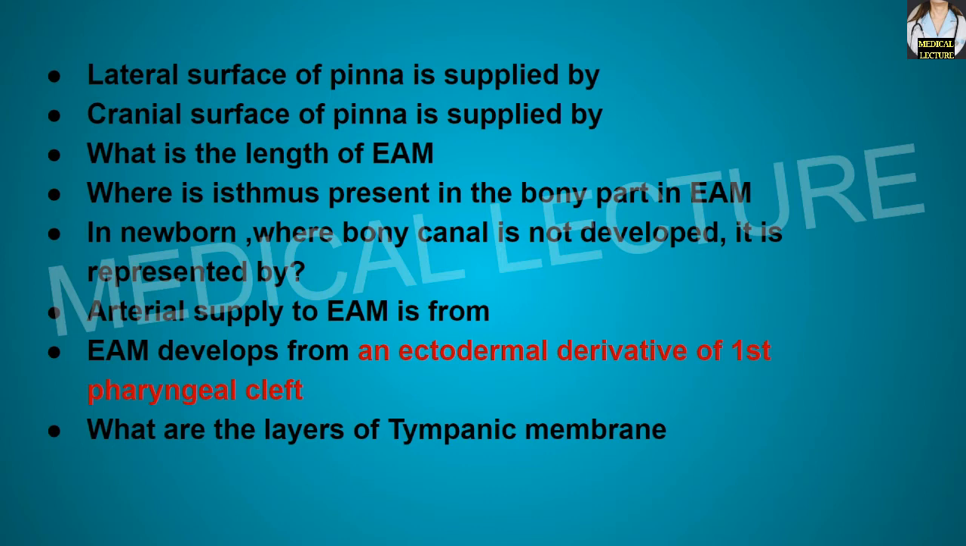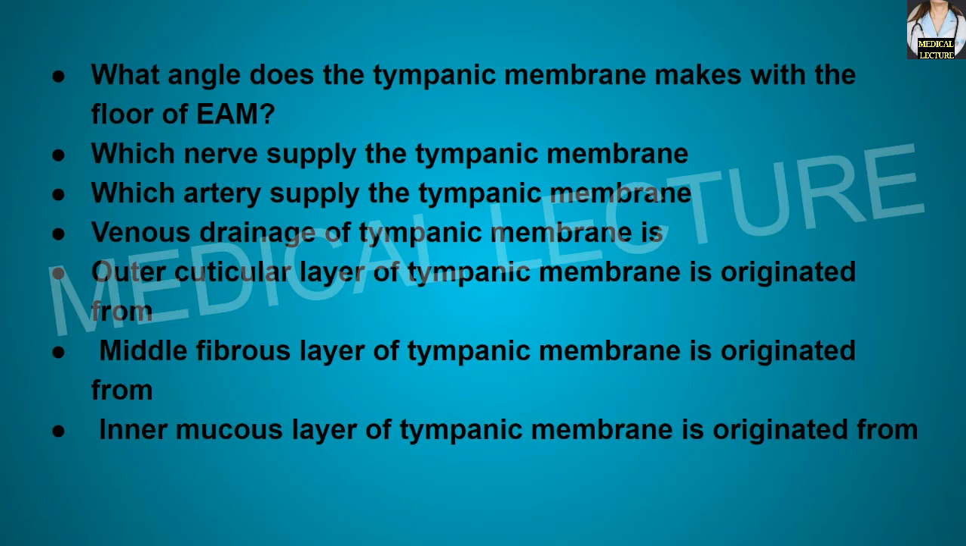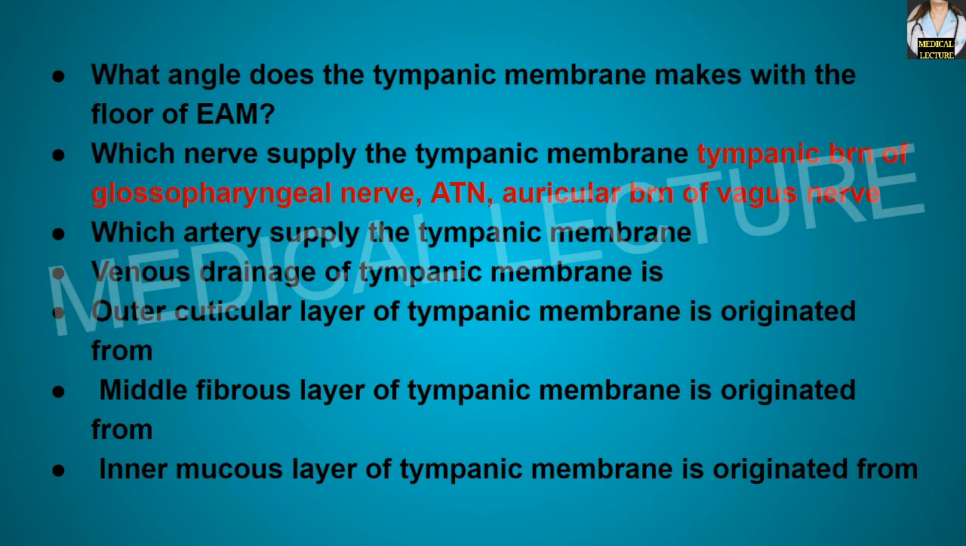Now what are the layers of the tympanic membrane? It is basically 3 layers: outer, middle and inner. The outer one is a cuticular layer of stratified epithelium. The middle is the fibrous layer which encloses the handle of the malleus bone, and the inner layer is the mucosal layer which is covered by columnar epithelium. What angle does the tympanic membrane make with the floor of the external acoustic meatus? It forms 55 degrees. Now what is the nerve supply of the tympanic membrane? It is the tympanic branch of the glossopharyngeal nerve, the auriculotemporal nerve and the auricular branch of the vagus nerve.